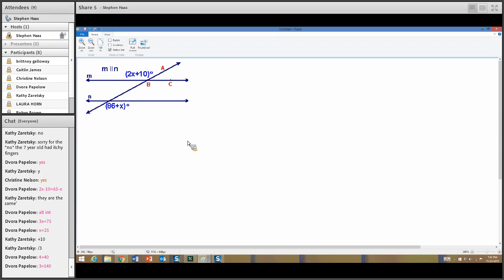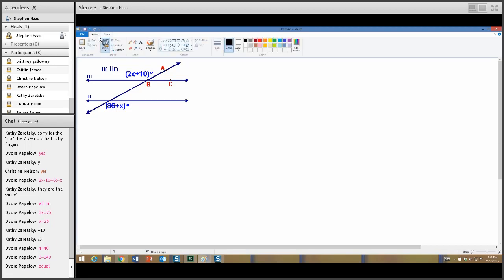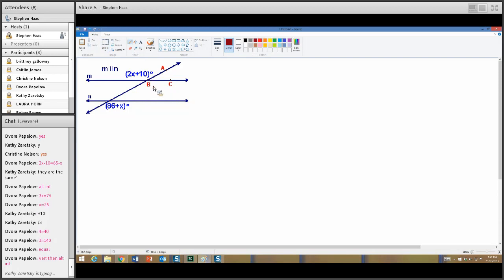What do we do now? Well, first we have to figure out the relationship between the 2x plus 10 and the 86 plus x. How do we figure out that relationship? They're equal to each other. Why are they equal to each other? Well, we know that the 2x plus 10 has to be equal to the b angle.